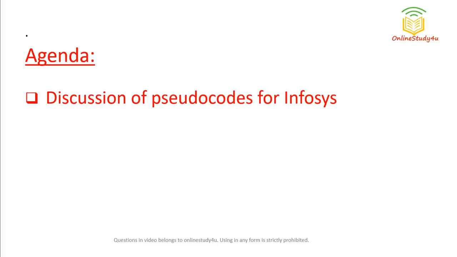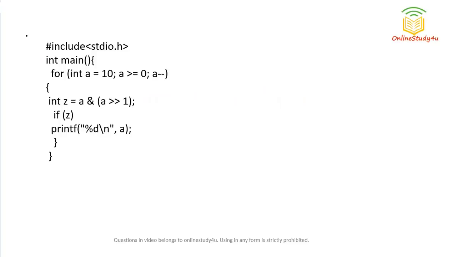Okay, so let's see our first question. Here you have to tell the output for the given code. We have an integer a, initialized with 10, and we are simply running a for loop. Now here we are doing int z equal to a bitwise AND, and what is that? Right shift.